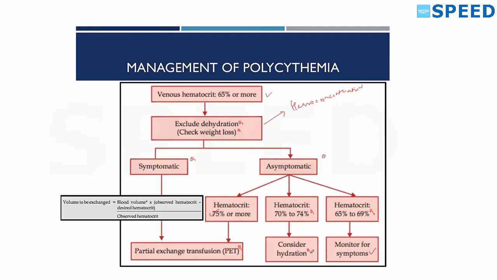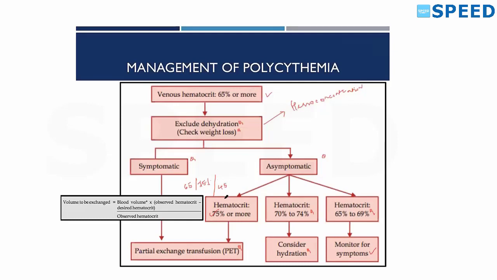So the volume that you have to exchange is calculated by the formula: blood volume into the observed hematocrit value minus desired hematocrit value, divided by observed hematocrit value. So what is the observed hematocrit value? It is usually 65% in case of symptomatic polycythemia and 75% in case of asymptomatic polycythemia. What is the desired value? The desired value is around 45. That is 15 into 3.